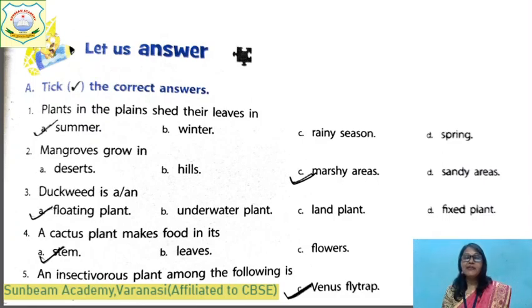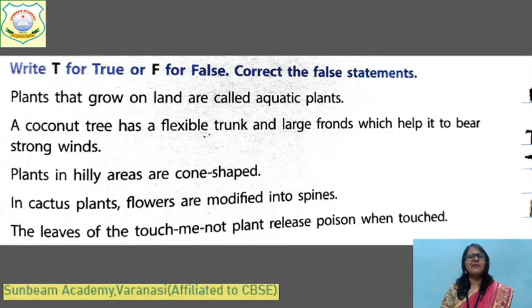They grow in desert. Where does cactus plant grow? Cactus plant grows in desert. And you can identify the picture of cactus? Yes, of course. So, cactus plant makes food in its stem. An insectivorous plant among the following is banyan tree, cactus, Venus flytrap or mango. Yes, Venus flytrap is an insectivorous plant. Just now you have seen the picture of this plant also, na?